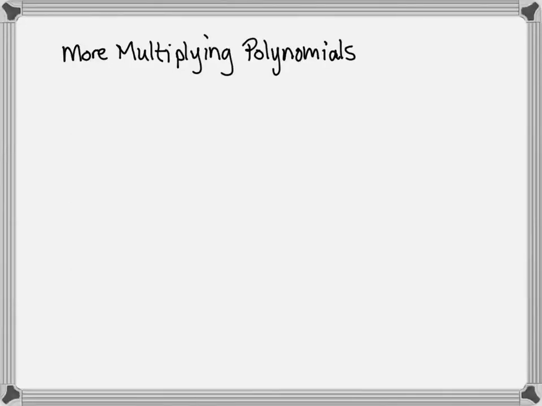Let's look at some more examples of multiplying polynomials. For example, let's multiply x cubed plus 2x squared minus 5x plus 7 times 2x to the fourth plus 7x squared plus 3. So I have 4 terms times 3 terms. I'm going to have a total of 12 multiplications.